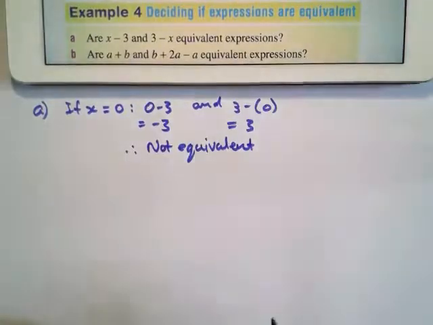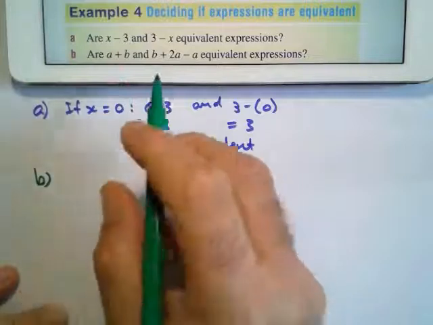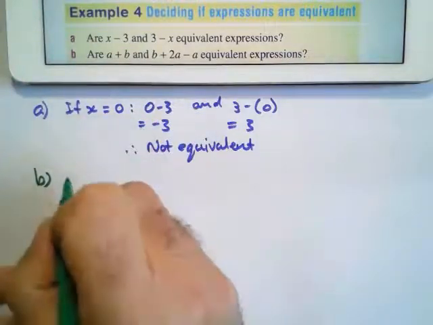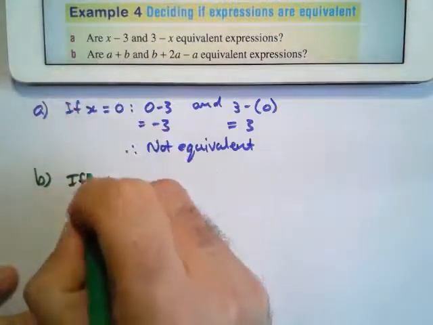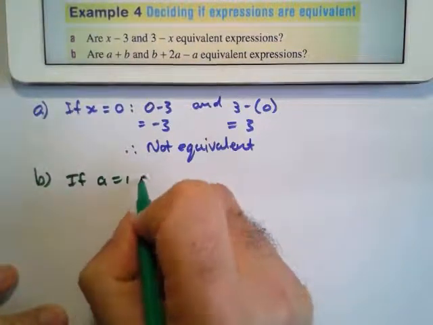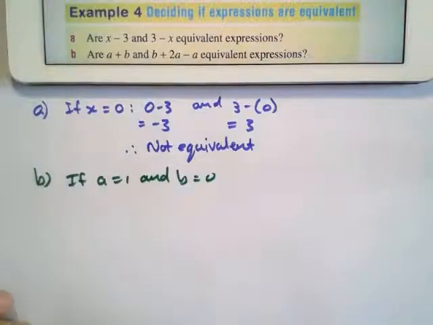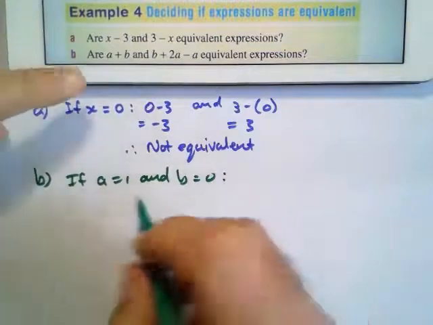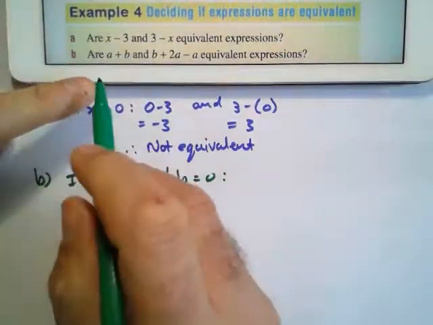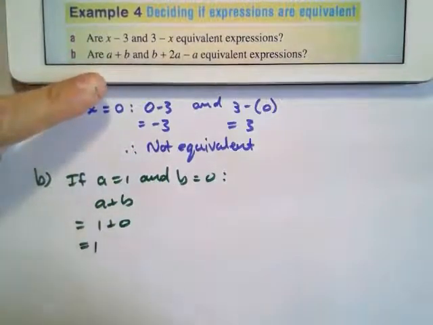Not equivalent. Let's look at number B. They say, are a plus b and b plus 2a minus a equivalent expressions? So I'm going to say any value for a. Let's just take 1, it's easy to work with. If a is 1 and b can be any value, let's say b equals 0. Therefore, the first expression, a plus b, will equal, and I put in the value of a, 1, plus b equals 0, so that equals 1.